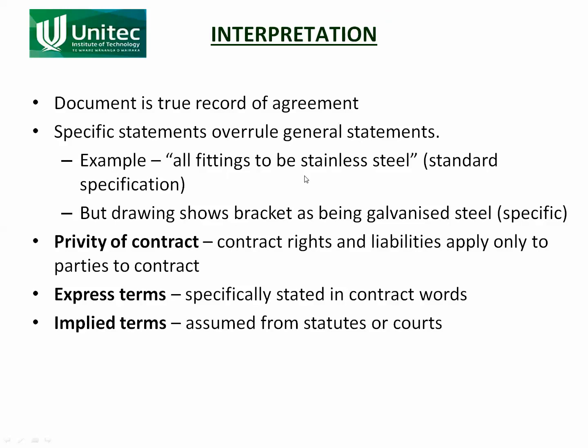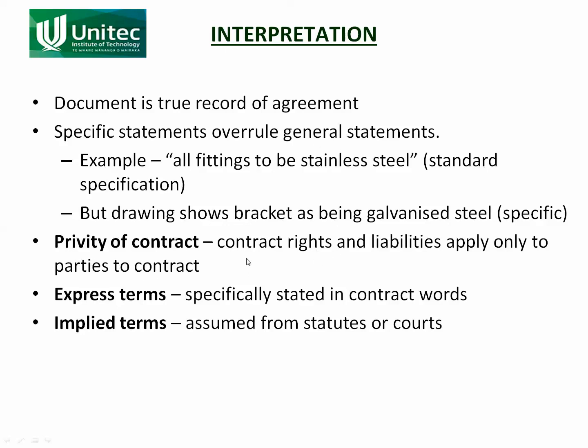So if you say all fittings to be stainless steel in a standard specification, but the drawing shows a fitting or a bracket as galvanized steel, the drawings are specific. Someone's actually sat down and drawn the drawings for that contract, and that is therefore a specific condition. The specific condition overrules the general condition. The specific condition was written for the contract. The general condition is just something you pull off a shelf and stick into the contract. Therefore, the specific overrules the general.